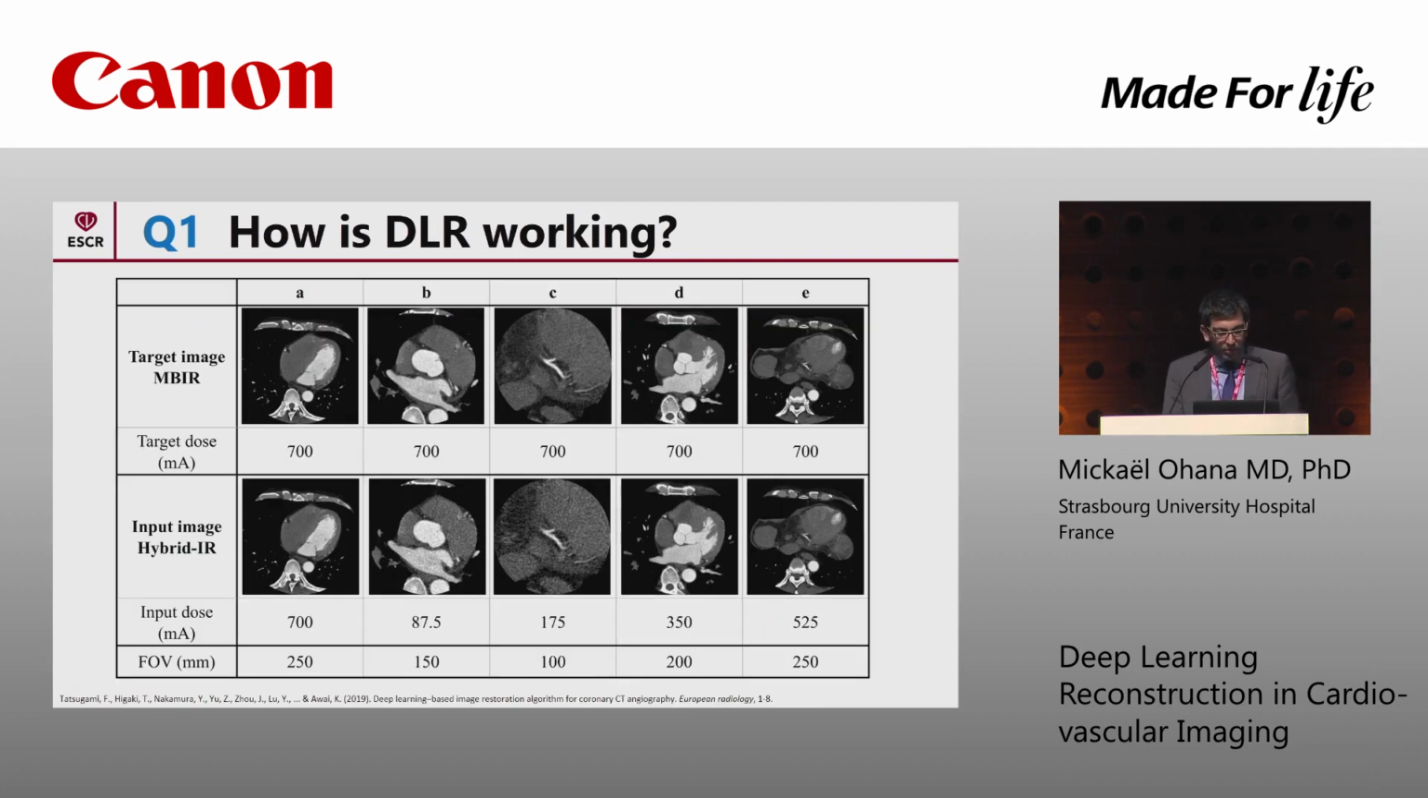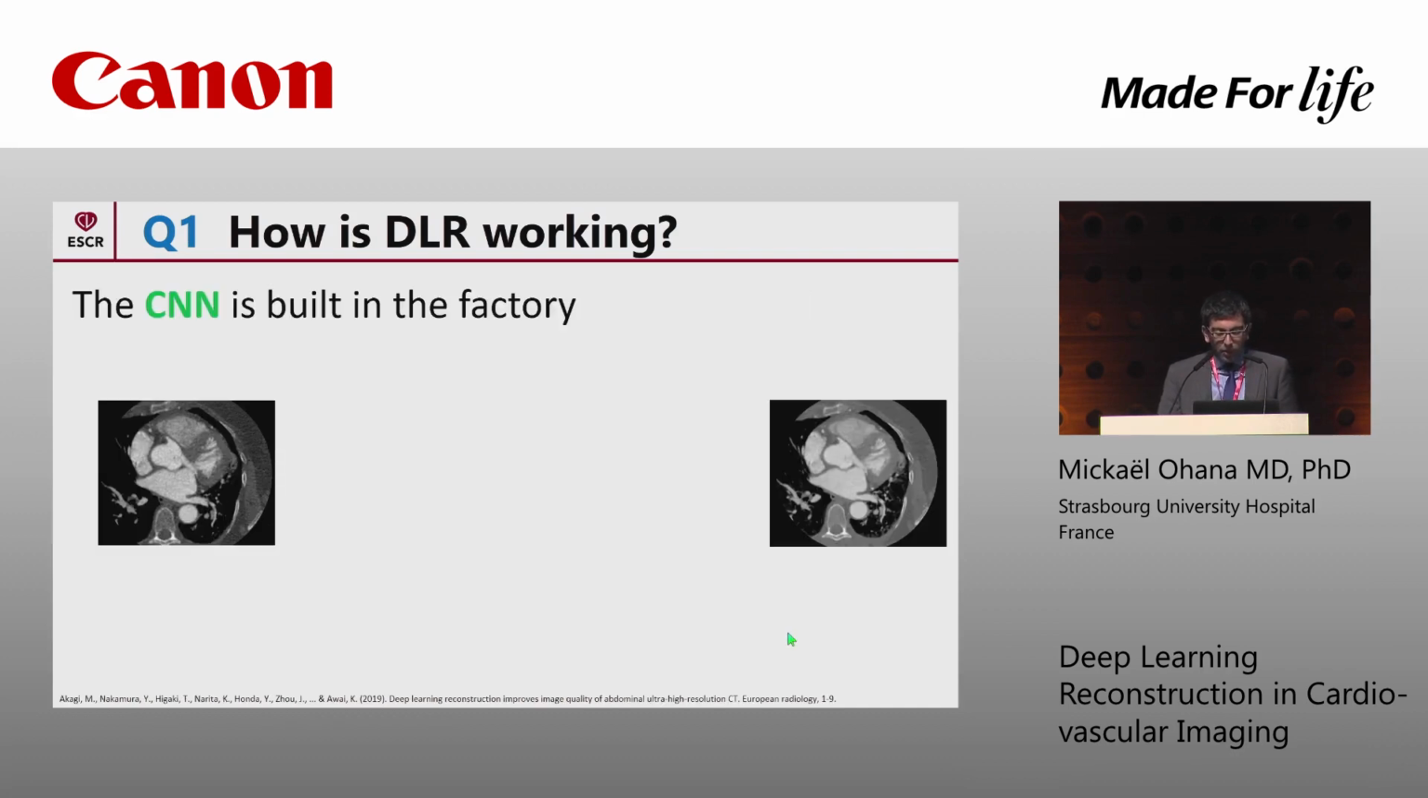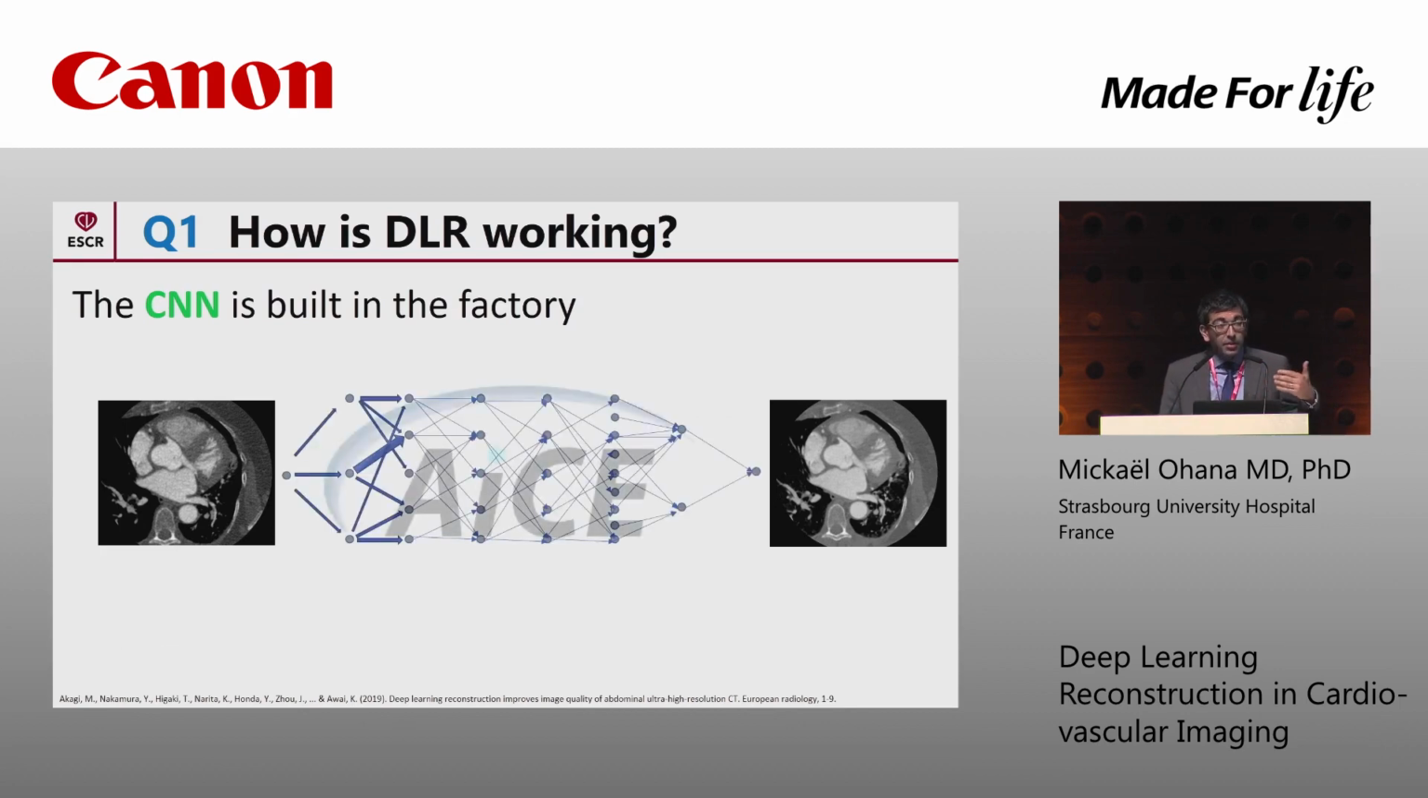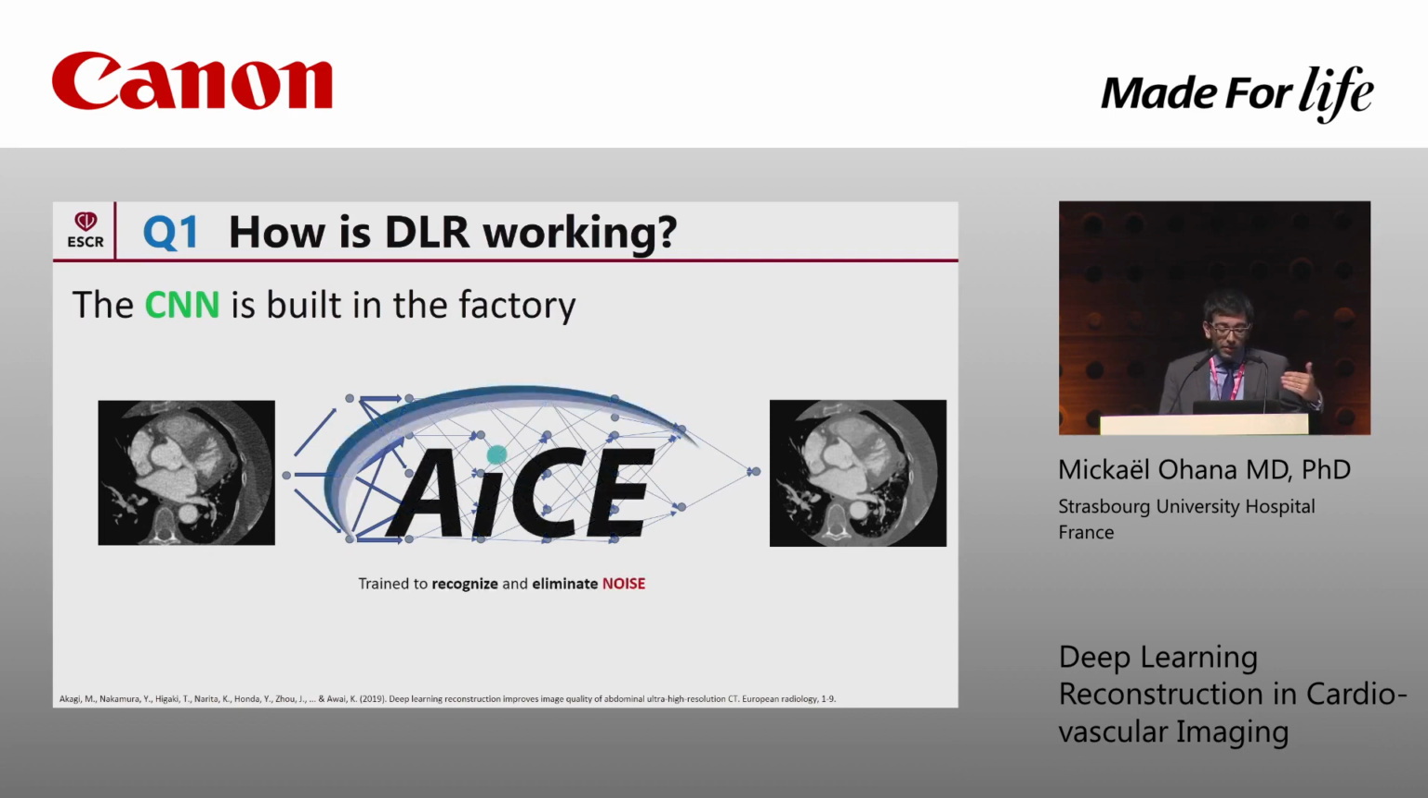So this is an example from the literature. This is the target image, so higher dose, and this is the image that we give as an input, with either the same dose but with iterative reconstruction, or a lower dose. And then we feed the machine with all these training data sets. So this is thousands and thousands of training data sets, and the convolutional neural network is built using all these examples. So this is built in the factory.